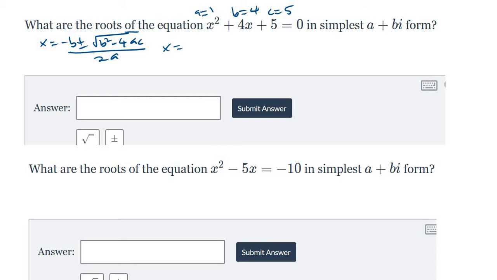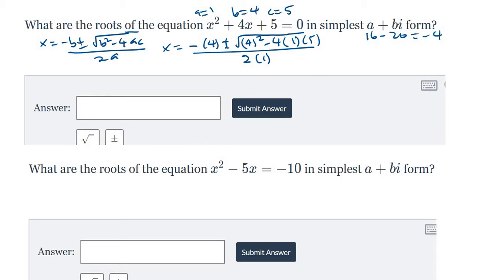So x equals -4 plus minus the square root of 4 squared minus 4 times 1 times 5, which are c, okay? All over 2 times 1, okay? Let's look at the inside. The inside is 4 squared is 16, and then 4 times 1 times 5 is 20. So 16 minus 20 is -4.